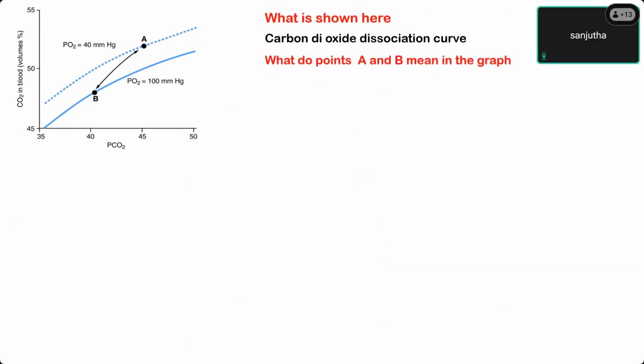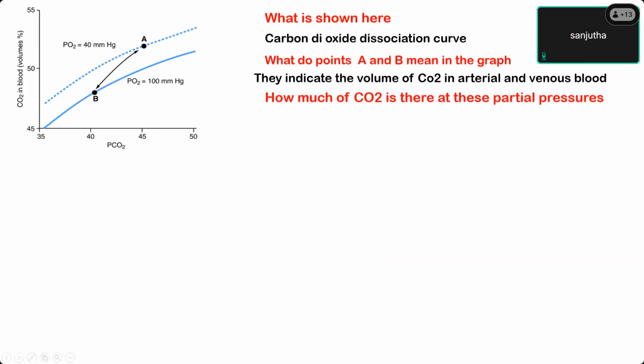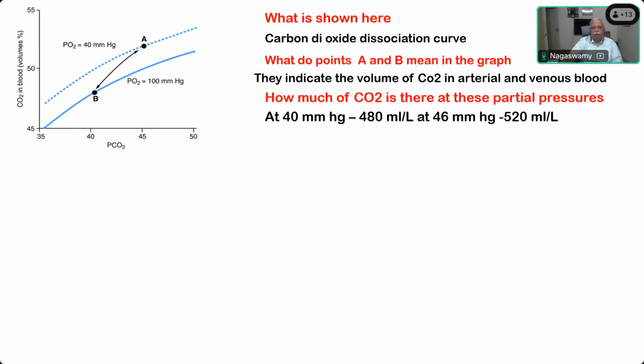A is venous, sir. B is arterial. Excellent. They indicate the volume of CO2 in arterial and venous blood. How much CO2 in liters or ml will be there at these particular levels? In ml. At 40 mmHg, it will be 480 ml per liter. At 46, it will be 520.